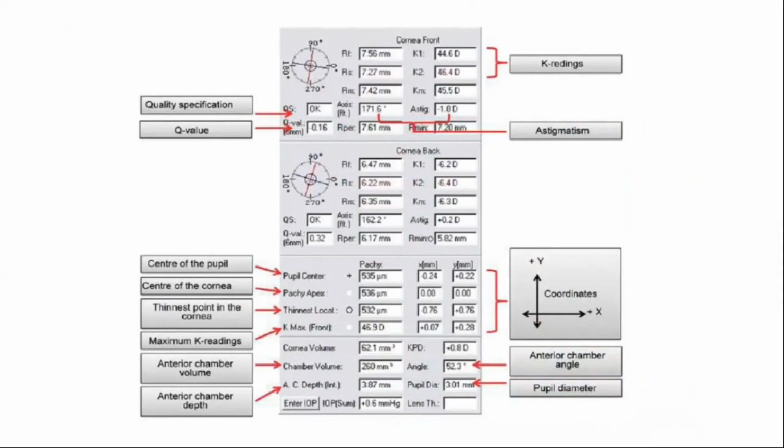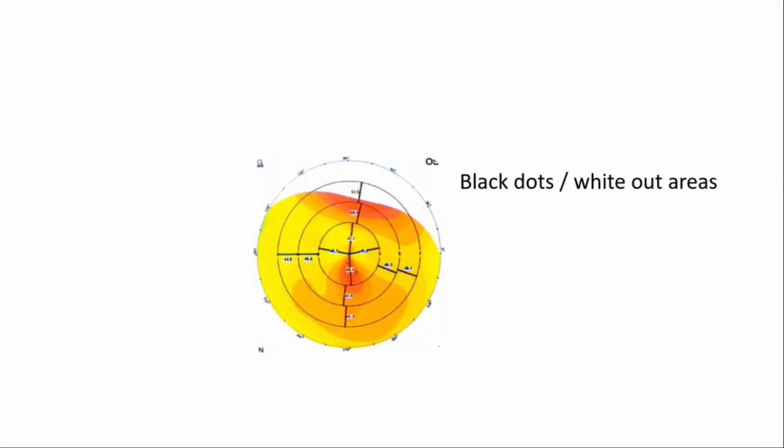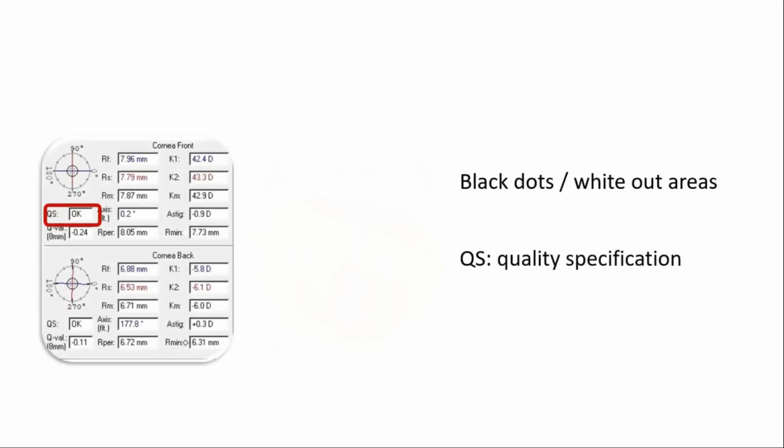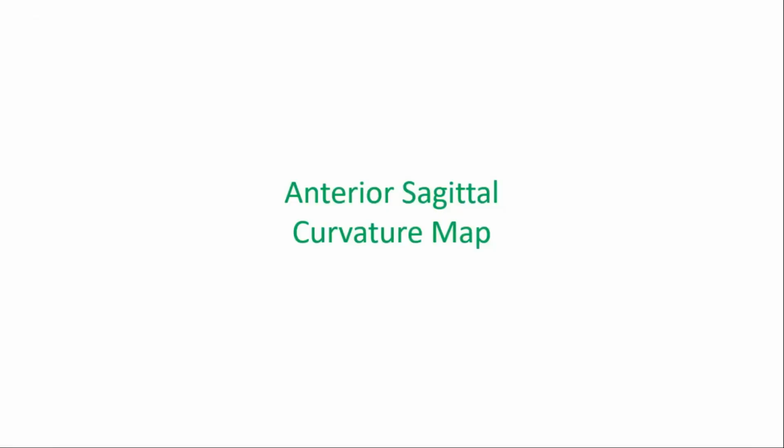In corneal parameters, these are the parameters we have to look at while looking at the Pentacam map and going into the details of each individual parameter. First and important thing, as Sir mentioned, we have to look for presence of any black dots or whiteout areas, and also look at the quality specification, QS. Quality specification is important before looking at other parameters, so that we can decide on repeating the Pentacam scans or not. If the quality specification is not okay and the exposure is not good, it's always better to go back and repeat the scans.